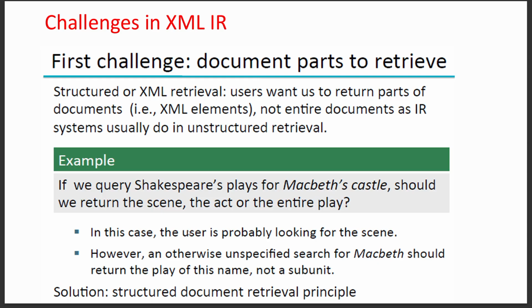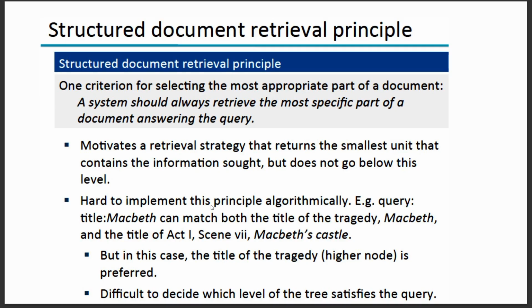Okay, so if I have built an IR system, that IR system should understand the user's query, and from the XML document which is present, it should be able to retrieve only the scene part for the user. Now, Macbeth can match both the title of the tragedy, Macbeth, and the title of Act 1, Scene 7, Macbeth's Castle. Macbeth can have many hits, but in this case, the title of the tragedy, the higher node, is preferred. It is difficult to decide which level of the tree satisfies the query.